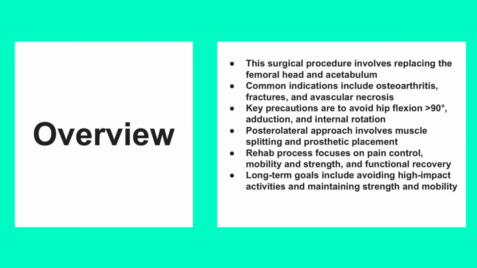So for the overview, this surgical procedure that we've talked about involves replacing the femoral head and the acetabulum. Common indications for this would include osteoarthritis, fractures, and avascular necrosis. Certain key precautions that we want to focus on is to avoid hip flexion past 90 degrees, overall any adduction and internal rotation. This posterior lateral approach that we talked about involves muscle splitting and prosthetic placement.